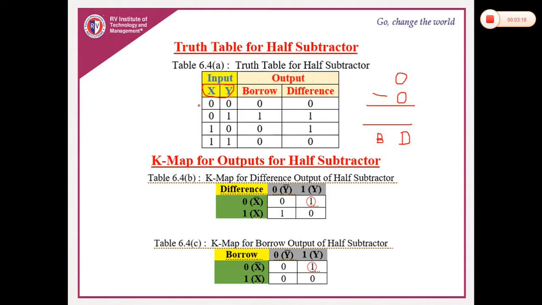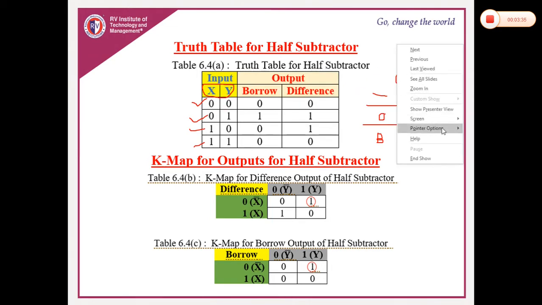Whenever we say two inputs, four combinations are possible: 0 0, 0 1, 1 0 and 1 1. We'll see them one by one now. So for this 0 0 combination, whenever I subtract these two things, 0 minus 0 is obviously 0. So difference is 0 and we have not taken any borrow. So that is what you are able to see here.